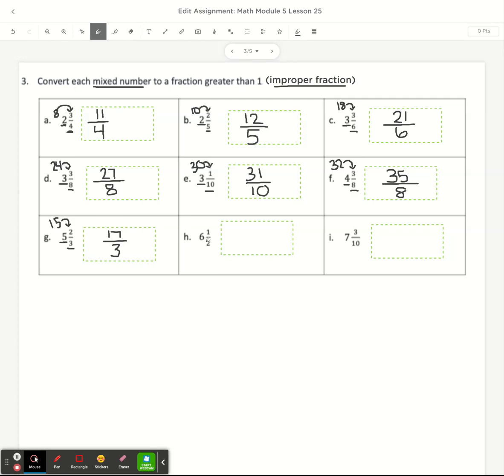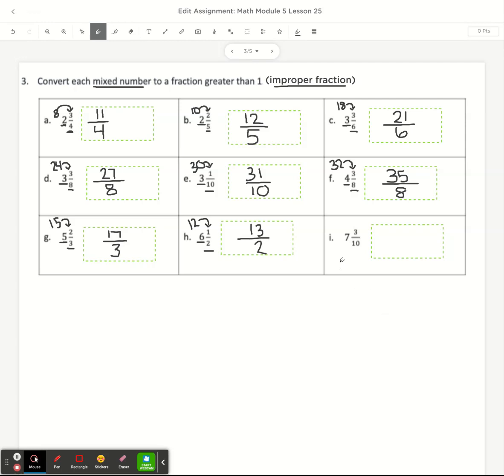H, we have 6 and 1/2, which we need to convert to an improper fraction. Once again, I'm going to take my whole number and multiply it times the denominator, so 6 times 2, which is equal to 12. Then I'm going to add that 12 to my numerator, so 12 plus 1 is equal to 13, so that is my new numerator. And once again, I keep my denominator the same. I'm not messing around with it.